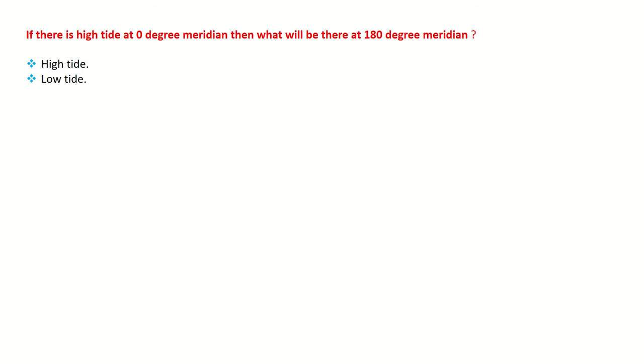So here also, 0 and 180 degrees are opposite to each other. So again, see the question: if there is high tide at the 0 degree meridian, then what will there be at the 180 degree meridian? High tide or low tide? I think most of you have got the answer. Some of you who are confused, for them we will see the answer. What will it be? It will be high tide.